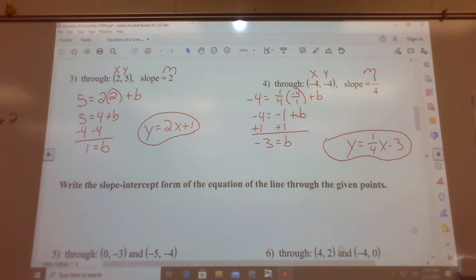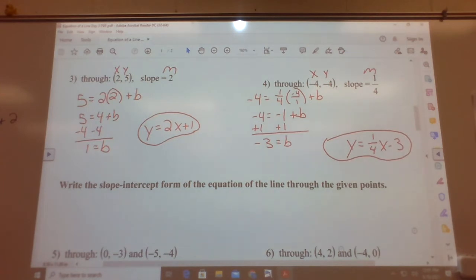So like I said, the first 4, I give you a point and a slope. You plug in the point, you plug in the slope, solve for b, rewrite your equation. 5 through 8 take an extra step. Are we ready for 5 through 8?